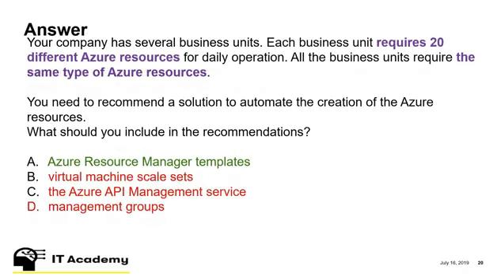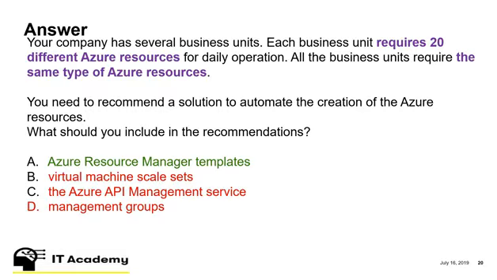The correct answer is to deploy the solution using an ARM template. What the solution is insinuating that we would do is create an ARM template that specifies the different resources that each business unit needs. We'll create a generic template for the configuration of those resources. That way, each time a business unit comes along and requires one of those resources, we just run the ARM template and that'll provision everything we need for us.